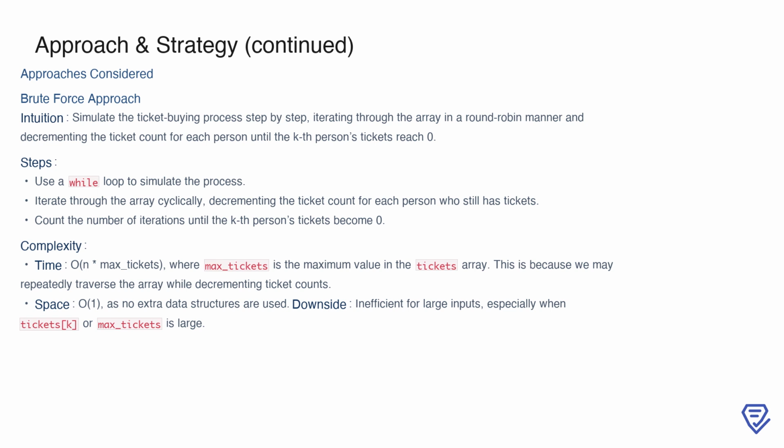max_tickets, where max_tickets is the highest value in the array, because we might traverse the array multiple times depending on the ticket counts. While the space complexity is low at O(1), the repeated iterations make this approach impractical for large inputs or scenarios where tickets[k] or max_tickets is very high.